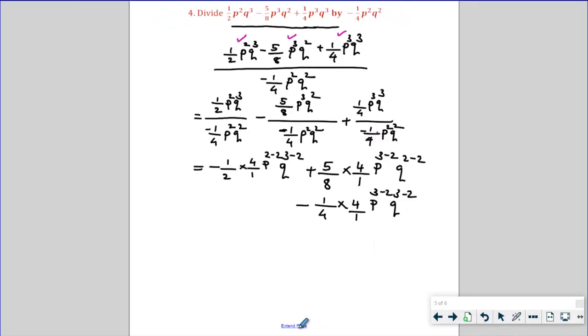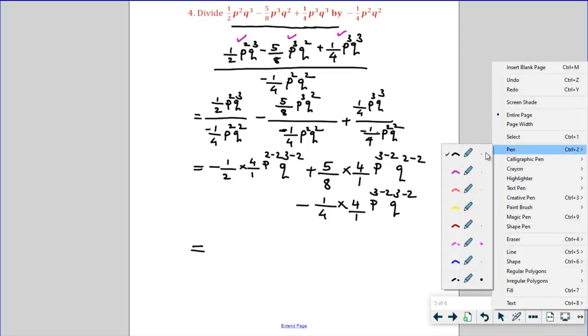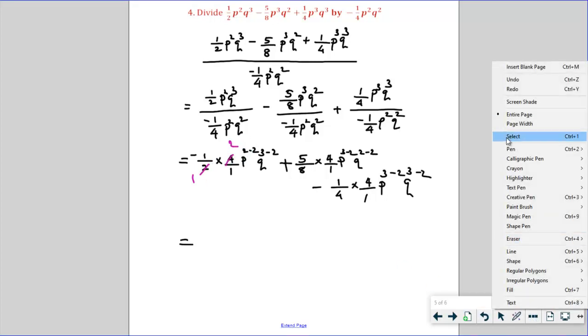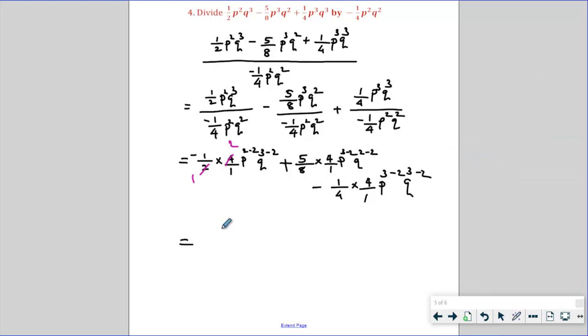So here we can write that is equal to, in the first term 4 in the numerator and 2 in the denominator we can cancel. 2 ones are 2, 2 twos are 4. So the first term we can write 1 into 2, that is 2, already minus, so minus 2. Then the variable you can take p, 2 minus 2 is 0. Q, 3 minus 2 is 1.